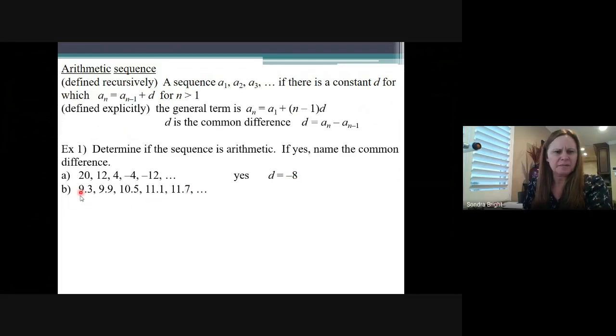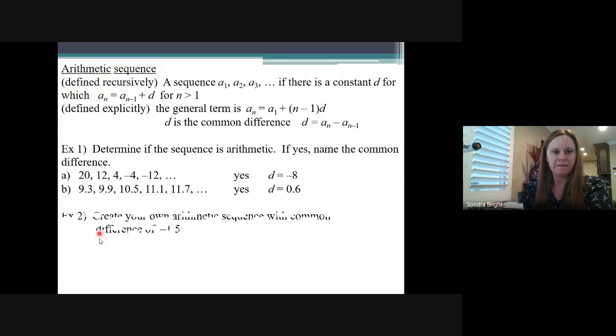Here we got decimals. All right, 9.3 plus what? 0.6 would give you 9.9, plus 0.6 works. Plus 0.6, yep, plus 0.6. Nice. All right, your common difference is 0.6. Create your own arithmetic sequence with a common difference of negative 1.5.